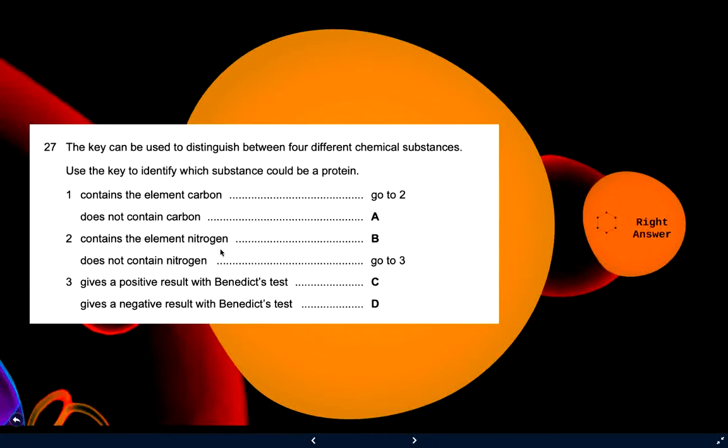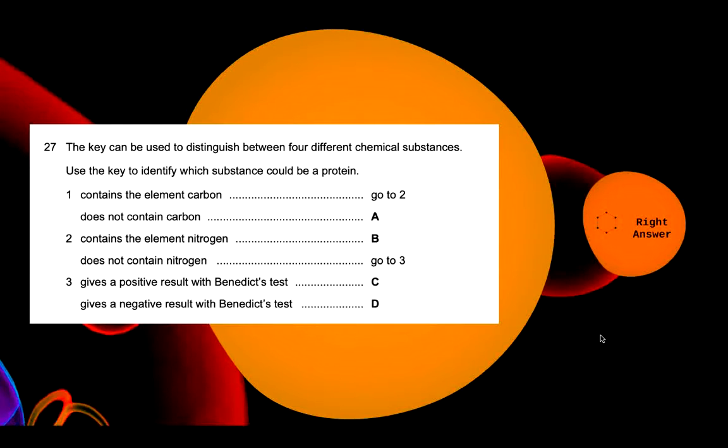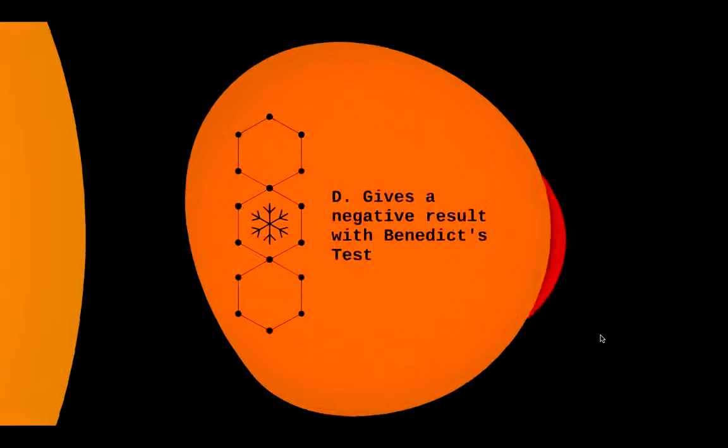Does it contain the element nitrogen or does it not contain nitrogen? It does contain nitrogen, so we go to number 3. Does it give a positive result with Benedict's test or a negative result with Benedict's test? Definitely, when you're testing protein with Benedict's test, it always shows a negative result. So the answer would be letter D.